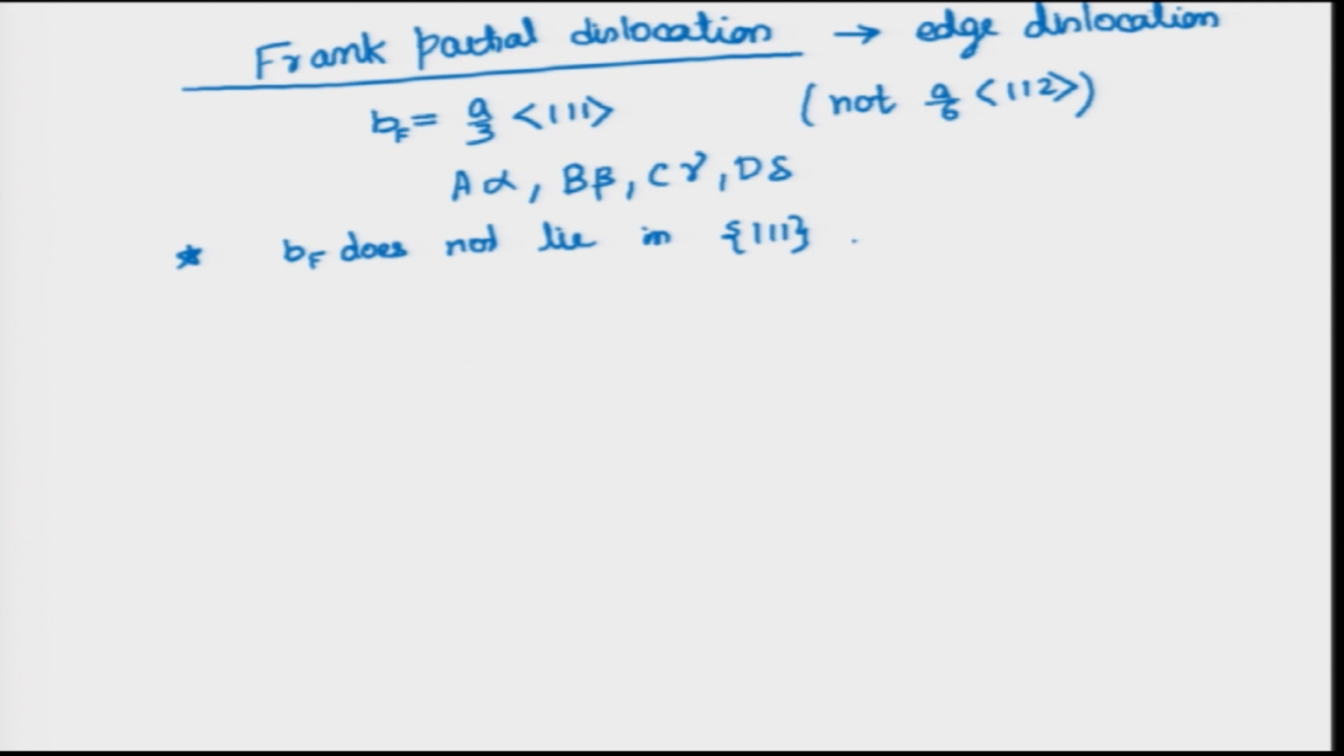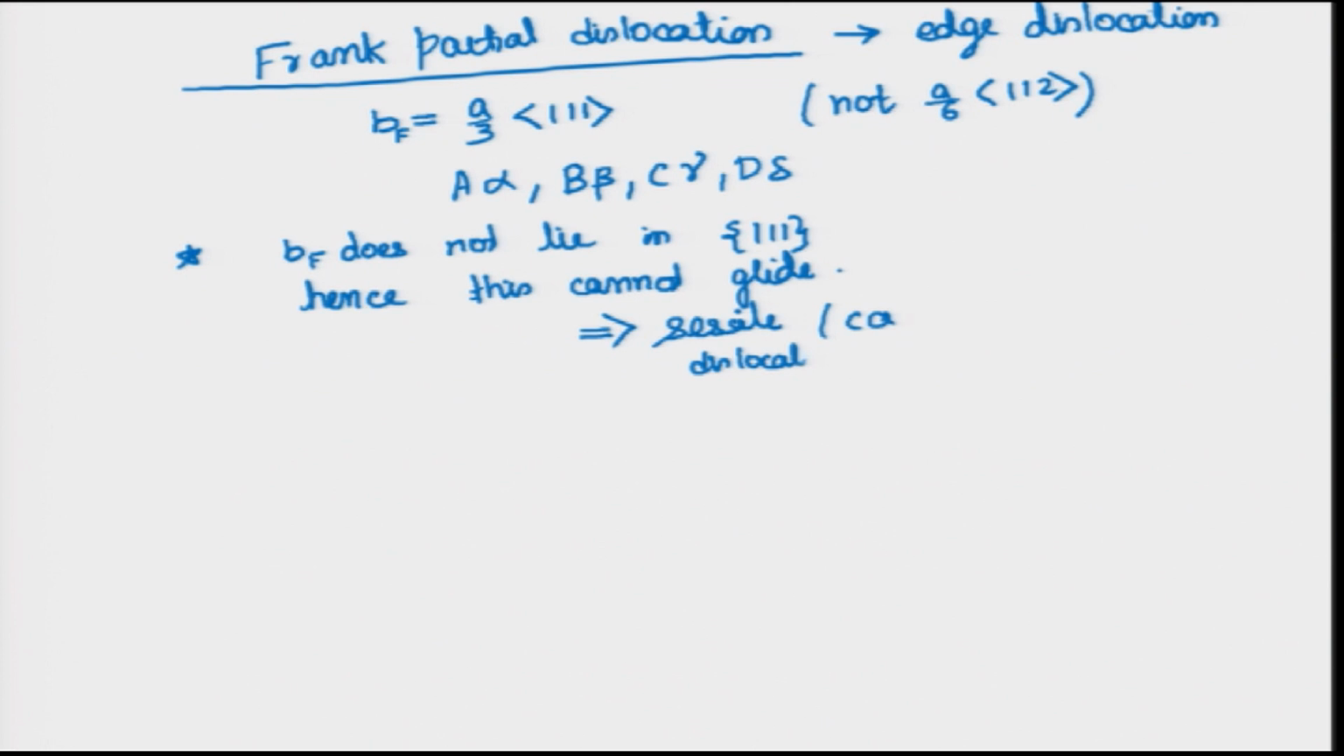But for a dislocation to glide, we know that it must lie on a {111} plane. Therefore, what does it imply? Hence, this cannot glide. This implies sessile. In dislocation terms, whenever a dislocation cannot glide, we call it a sessile dislocation. Sessile is nothing but it means that it cannot glide.